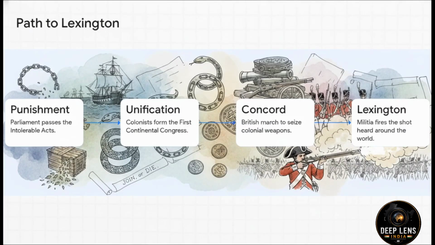And the British response was incredibly heavy-handed. Step 1. Parliament passes the Intolerable Acts, designed specifically to punish Massachusetts economically and politically. Step 2. The colonists unify in response, forming the First Continental Congress to organize a massive boycott. Step 3. Fast forward to April 1775. British troops march to seize a cache of colonial weapons at Concord. Which brings us to Step 4. The militia stands their ground at Lexington, firing the shot heard round the world. You can see exactly how economic punishment directly forced this military confrontation.